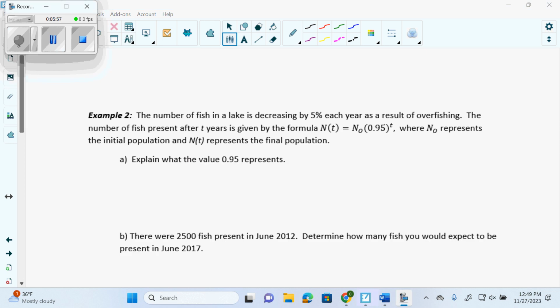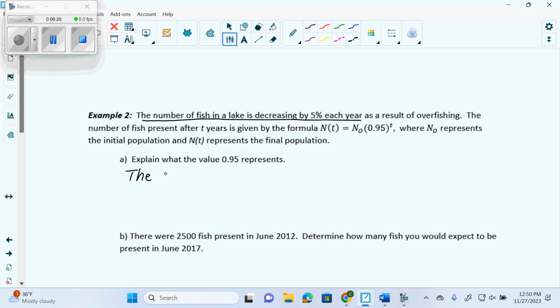So, the number of fish in a lake is decreasing by 5% each year. The key thing here is it's decreasing by 5%. To be honest, they don't give the big sentences when they ask what does the value mean. I literally told you in the sentence what the values mean already, right? I'm pulling up more information and I kind of gave you the information to begin with. So I'm asking you, what does the 0.95 represent in this case? Well, it means this.